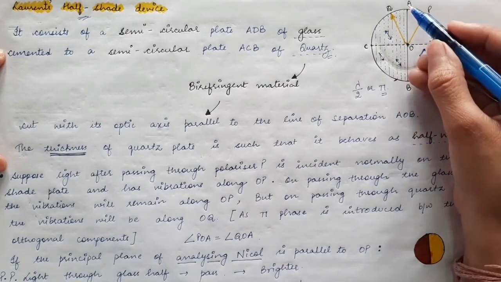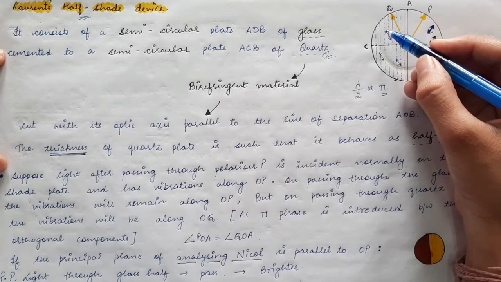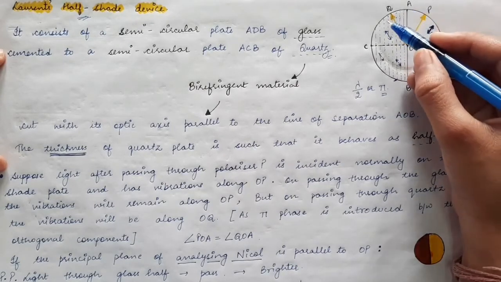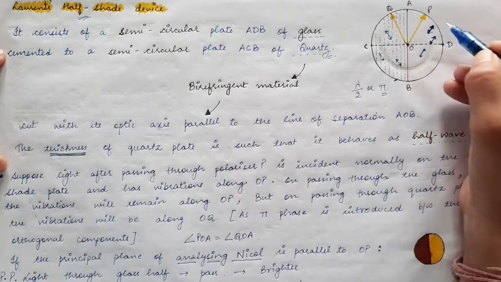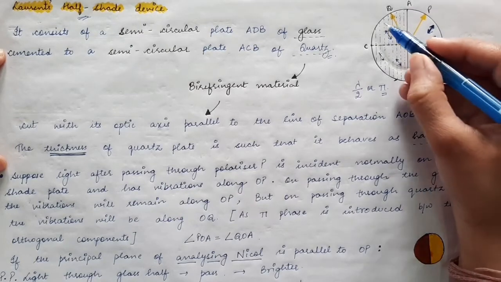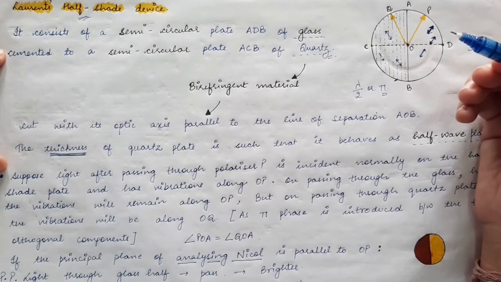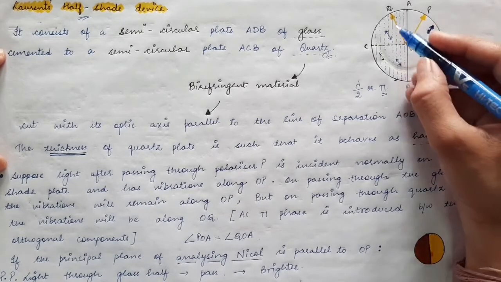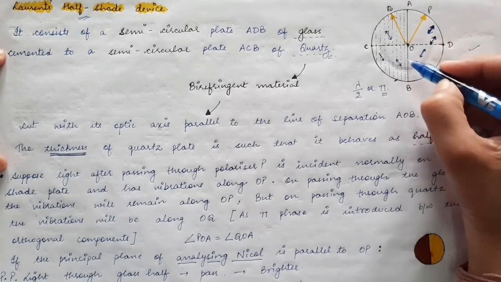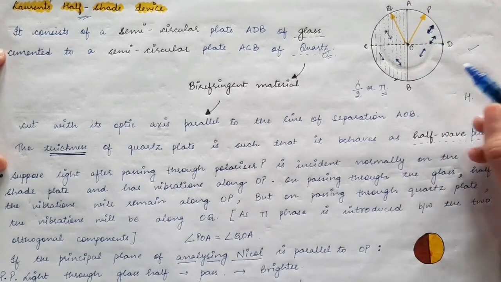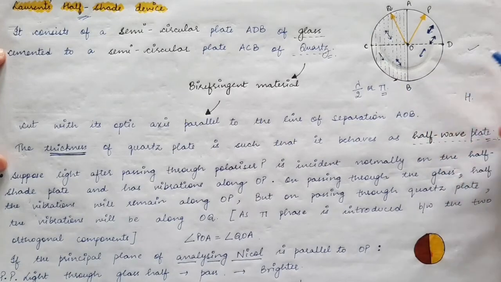The light which is falling on the quartz portion has its vibrations in this direction, but when it comes out of the half wave plate made up of quartz, it will have its vibrations in this direction, because the thickness of the quartz plate is decided in such a way that it acts as a half wave plate.